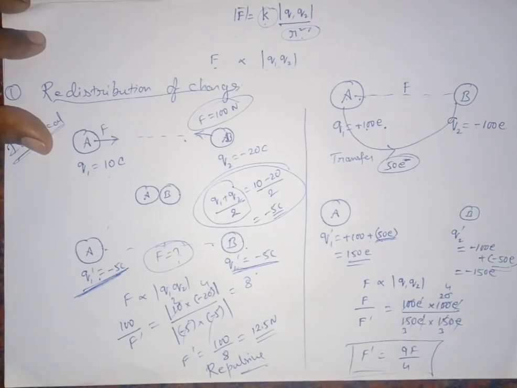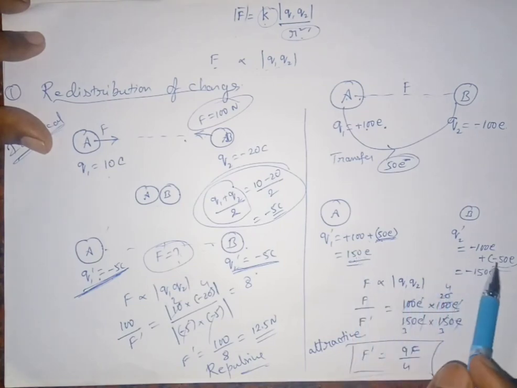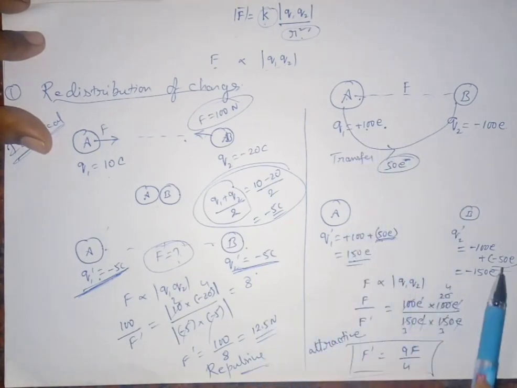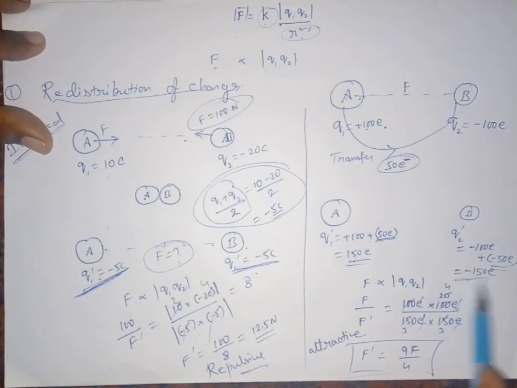And what is the nature of the force here? One is positive, the other one is negative, and hence it's going to be attractive. Of course, that's how we decide the nature of the force, not by plus and minus. So we got 9F by 4. That means the force got increased because the numerator is bigger than the denominator. Why did the force get increased? Because the charges on each of them got increased. Earlier it is 100 and minus 100, now it is 150 and minus 150. So the force got increased.